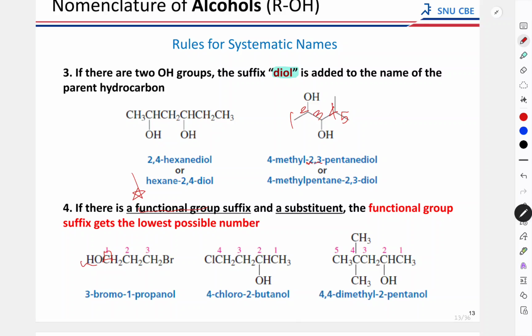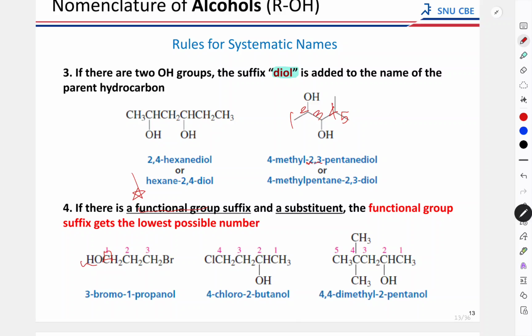Rule number 5: if counting in either direction gives the same number for the functional group suffix, then the chain should be numbered in a direction that gives a substituent the lowest possible number, right? This could be a rare case, but it can arise, of course. So if the counting gives you the same number for the functional group, then you should think about the substituent, and choose the direction that gives you the lowest possible number for the substituent.